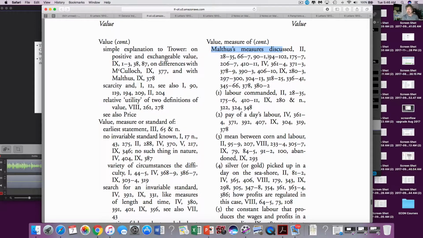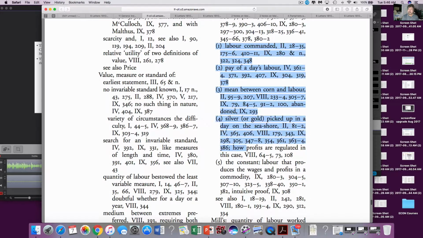Okay, Malthus's measure discussed. And then you can see here that Sraffa lists 5 different measures of value in Malthus, and it really encourages readers to read Malthus and see what Malthus is talking about. So of these 5, Sraffa has labor commanded, the pay of a day's labor. Number 2, number 3, the mean between corn and labor. Number 4, silver or gold picked up in a day on the seashore. That's our measure of value that we're using. The invariable measure of value is going to be the unassisted labor of the production of gold found on the seashore. That's advanced by Malthus. That's the 4th one. And then the 5th one is going to be the constant labor that produces wages and profits in a commodity.